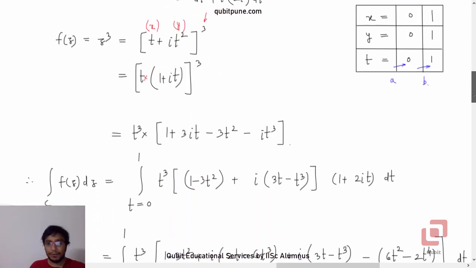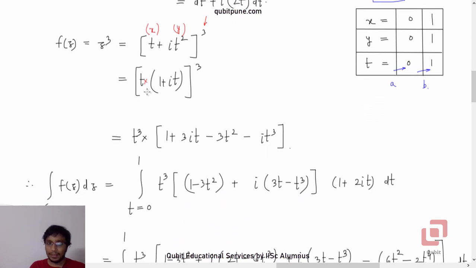Now apply the (a plus b) cube formula. For t, write t cube, a cube, plus 3a squared b, plus 3ab squared, so this will also be real because we are squaring i, plus b cube, which will be minus i t cube.